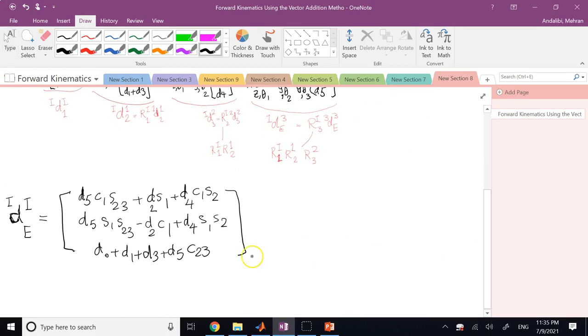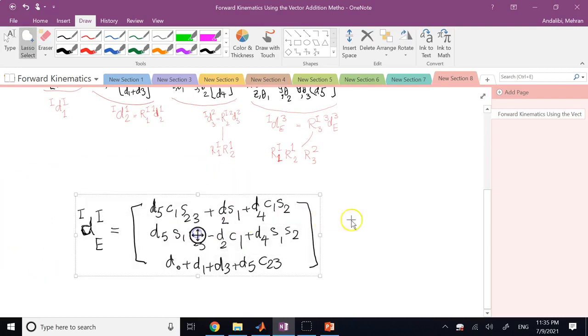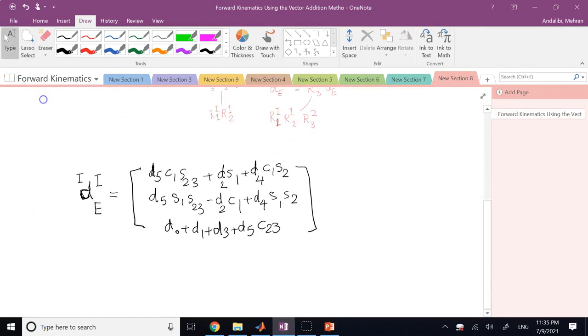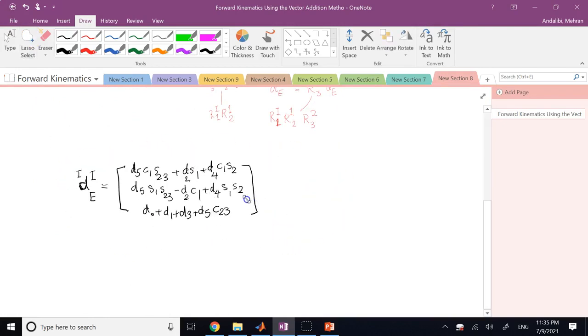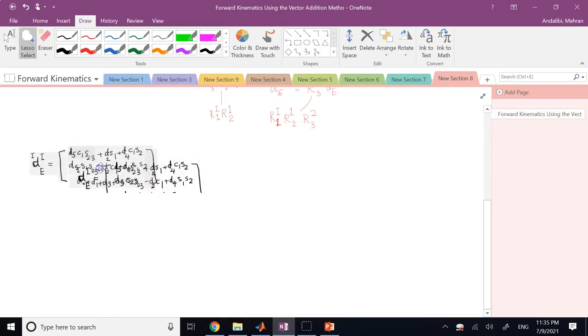Okay, so this is my position of the end effector with respect to the inertial frame. Good. This is my first result here. And then I can also calculate the rotation matrix of the end effector with respect to base as well.